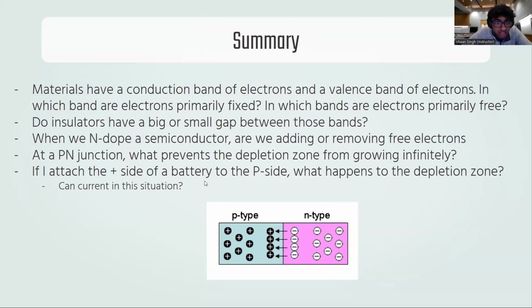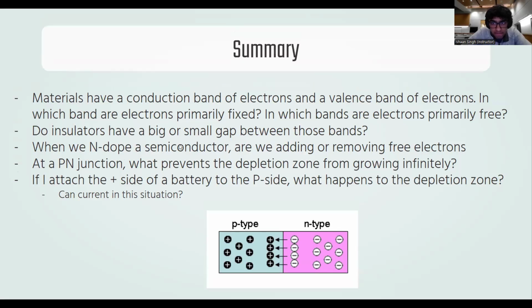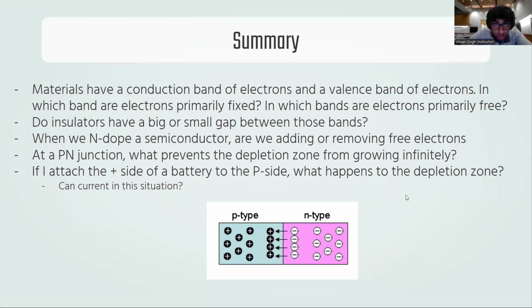If I attach the plus side of a battery to the P side, what happens to the depletion zone? Can current flow in this situation? So if I attach the plus side to the P side, indeed, the depletion zone gets smaller and current can flow.